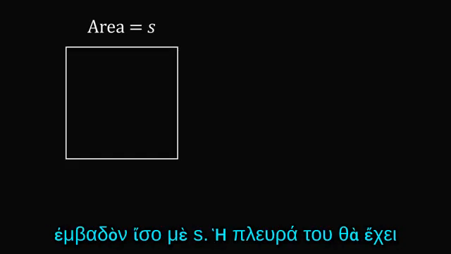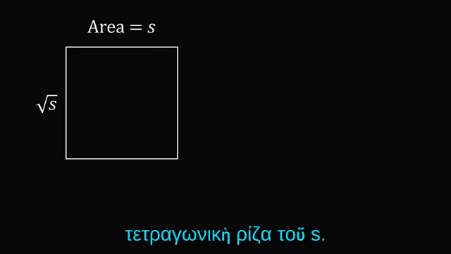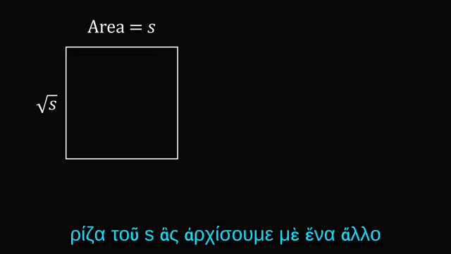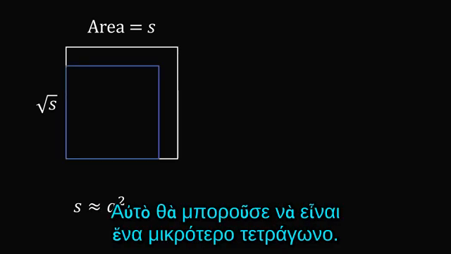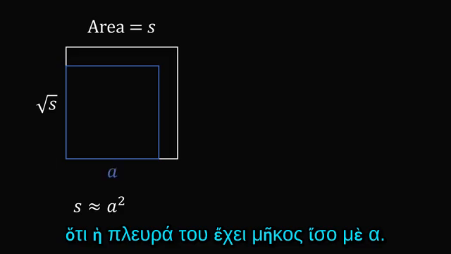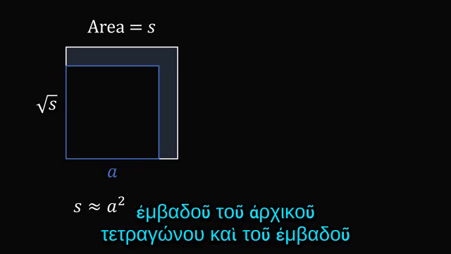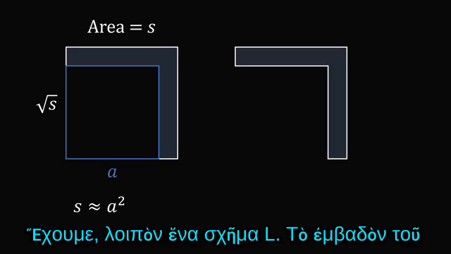Let's start out with a square that has an area that's equal to s. The side length of the square will be equal to the square root of s. In order to approximate the square root of s, let's start out with another square that has an area equal to a squared. So this might be a smaller square, so let's construct that square, and we know that its side length will be equal to a. We now have a difference between the area of the original square and the area of the square we've just constructed. So we have an L-shaped figure.